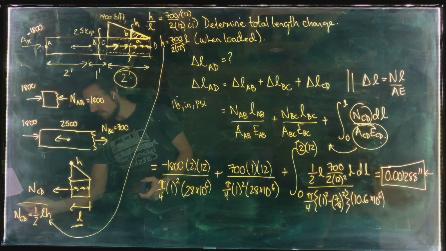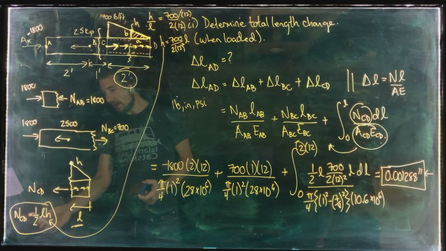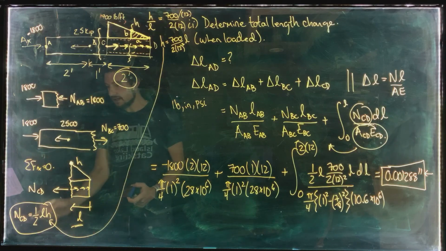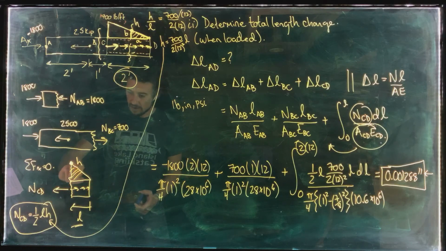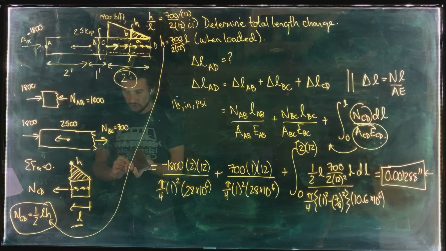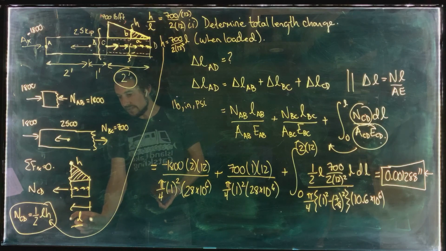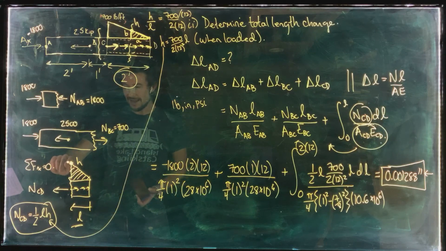So remember the expression for NCD started down here, and this was from the sum of the forces in the x direction equals 0, right? We got NCD has to be equal to the area of that little triangle. And the area of that little triangle is 1/2 L times H, L being whatever distance or length this free body diagram is, and H being whatever height that is.